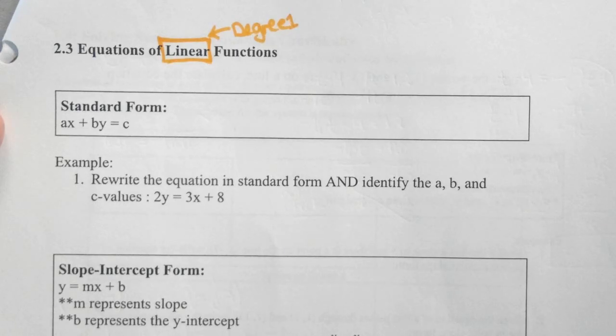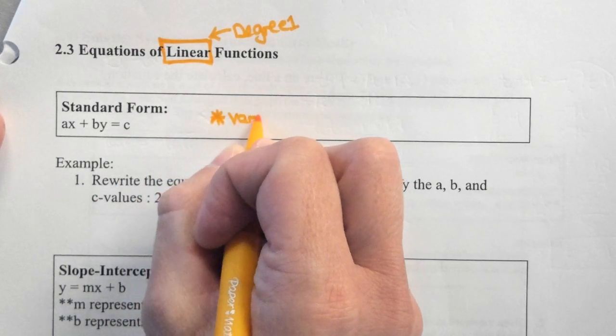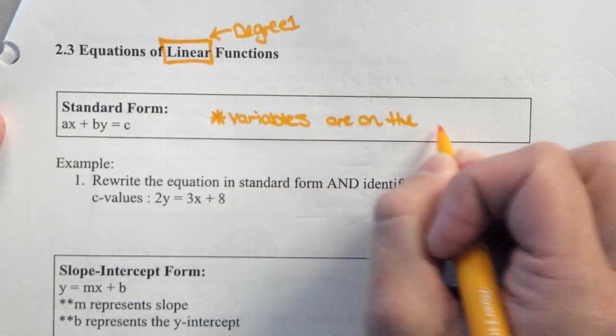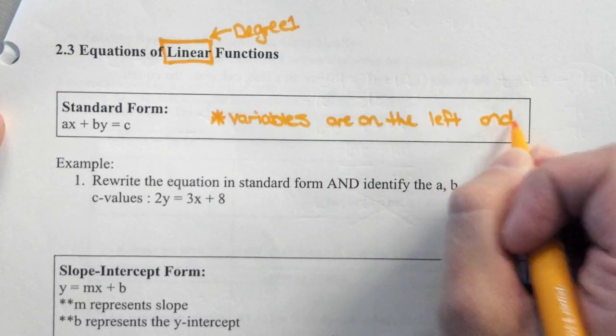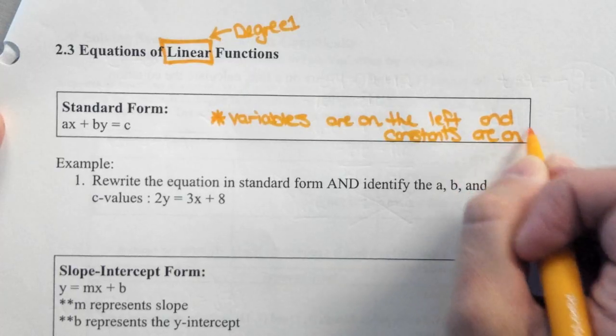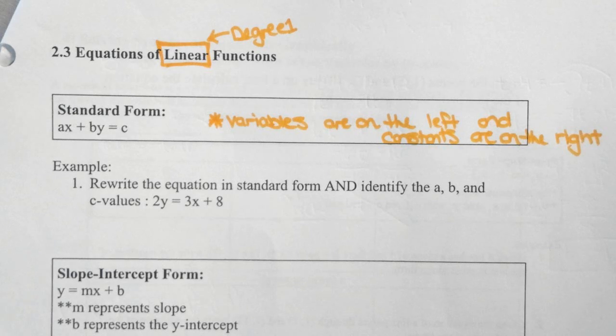So the way that I talk about standard form is that variables are on the left and constants are on the right. So variables go on the left, constants go on the right. When I say constant, I mean just the number. 5, 7, -12. So we're doing this organizational piece where we want everybody with a variable on one side and everybody that doesn't have a variable on the other.